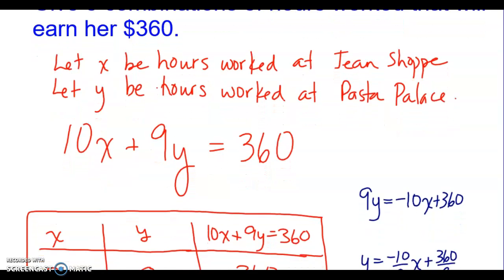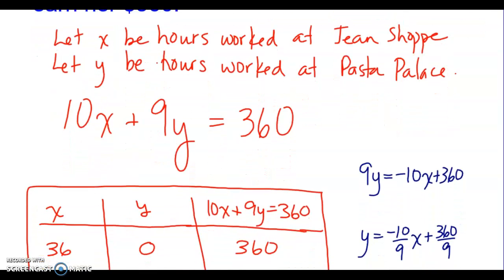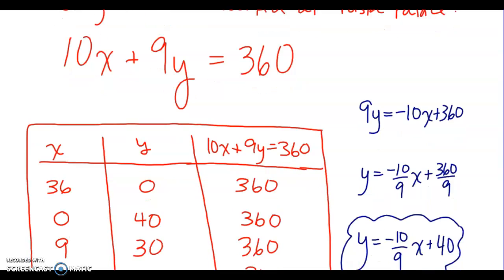Well, the first thing I need to do is to come up with an equation. So in my equation, I know there's always an x and a y. I'm going to let x represent the number of hours that she worked at the jean shop, and I'm going to let y represent the number of hours that she works at Pasta Palace. So my equation becomes 10x because she gets $10 per hour at the jean shop, plus 9y because she earns $9 an hour at Pasta Palace, has to equal 360 because that's how much money she needs to purchase her iPod. So there's my equation.